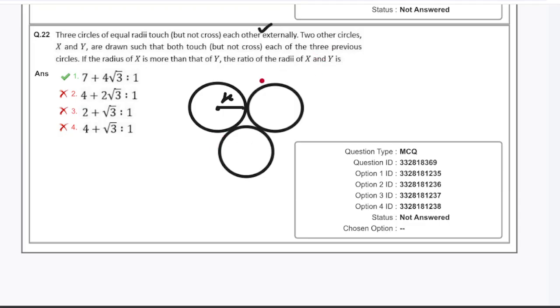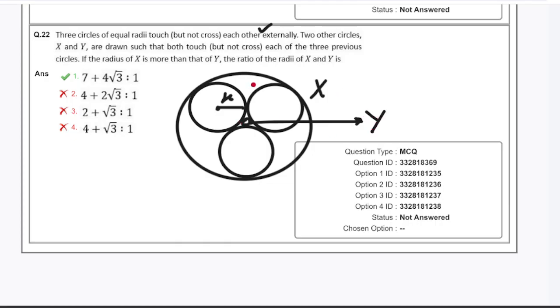Now two other circles, x and y, are drawn such that both touch but do not cross. So one has to be inside here and the second will be outside here. Let's make a circle here, something like this. Now the question is, if the radius of x is more than that of y, that means the bigger circle is x, and the inner, smaller circle is y. The ratio of radii. Now how will we find the radius? Let's see that now.